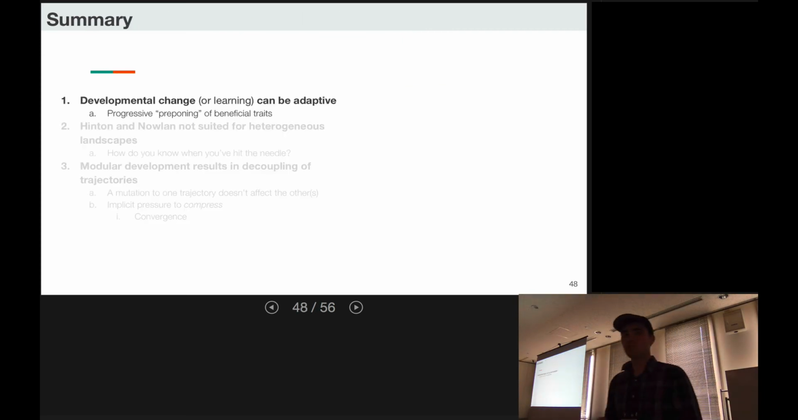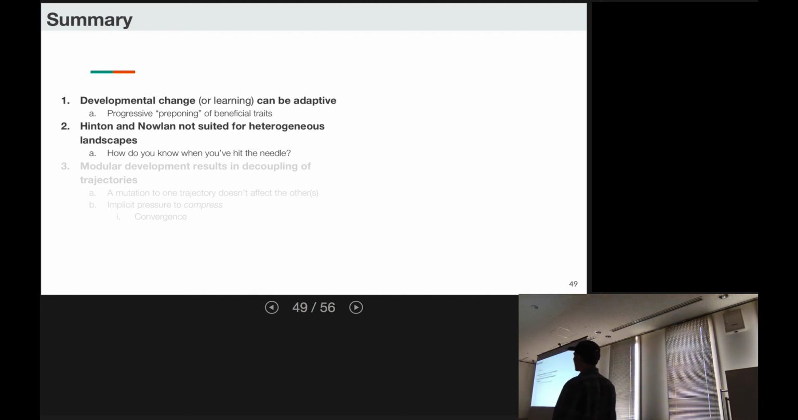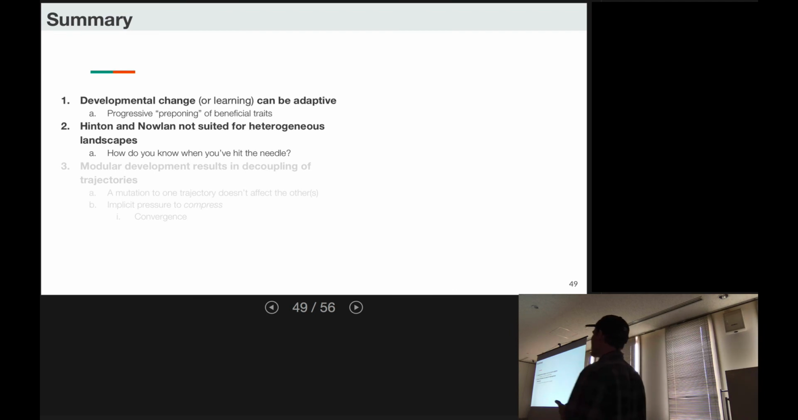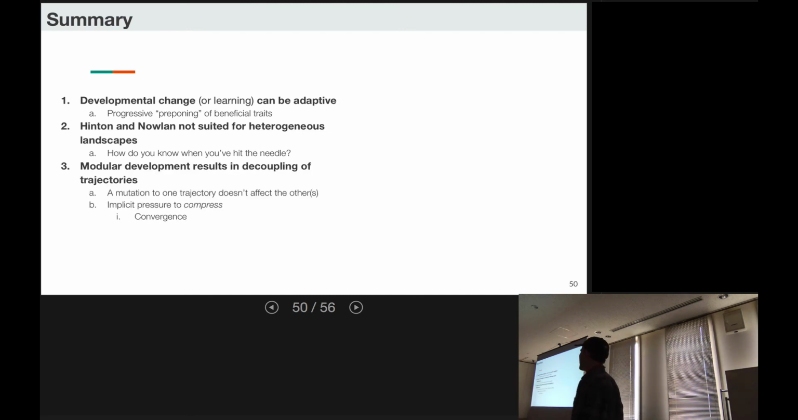Okay, so just to summarize, we have developmental change, which can be adaptive. So changing your configuration over your lifetime can allow you to discover some beneficial behavioral trait. And then because of the cost of learning, this can be progressively made to happen earlier in the lifetime of the individual. So you're canalizing around some good configuration. However, Hinton and Nowlan's formulation in 1 is not suited for heterogeneous landscapes, which is what we see for a multitask paradigm. We don't really know when we fit the needle, so we have to have some convergence.